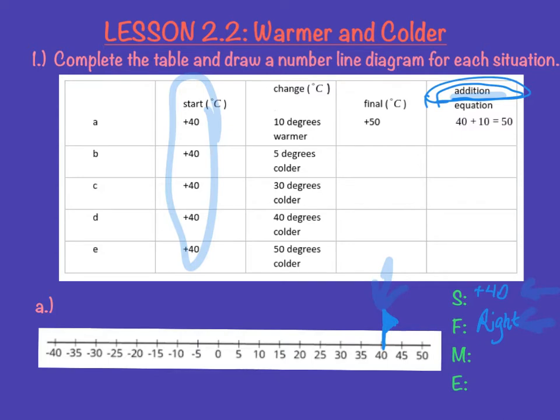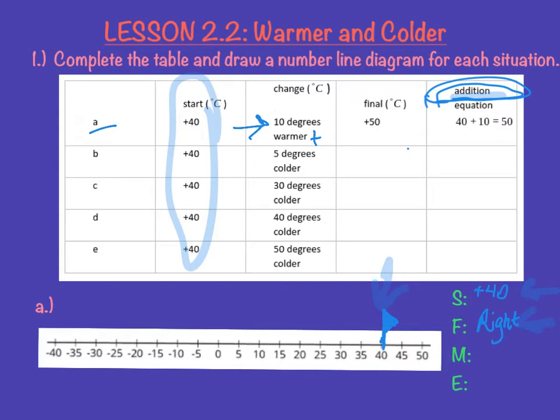Okay, so the first one right here, they set up here, but let's take a look at what that looks like on the number line, because as you know, they did provide you a number line for all of them, including A. So we start at positive 40, which is what we've done right here. 10 degrees warmer. Well, warmer, of course, means positive 10.